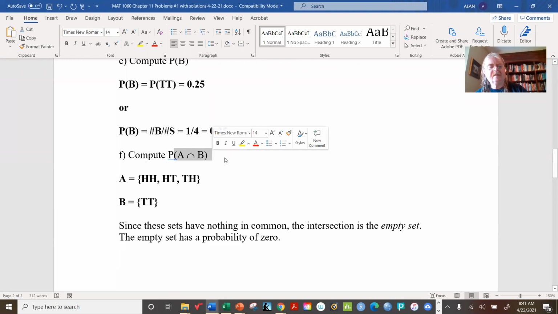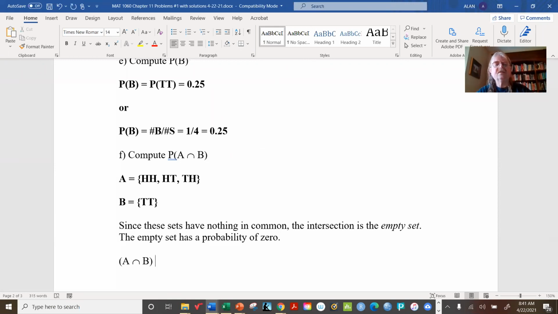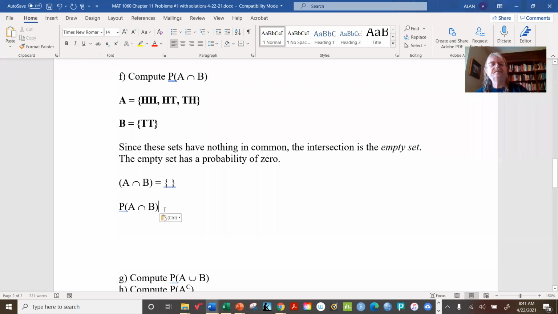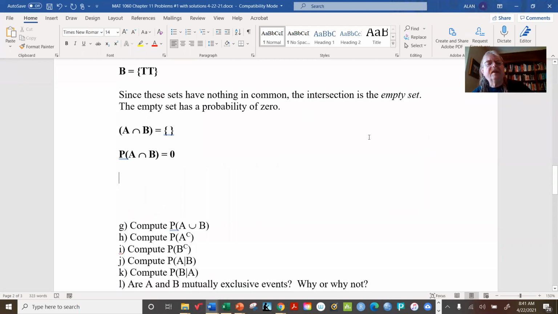A intersect B. In formal language, we say that the intersection of A and B is the empty set, which implies that that probability must be 0. Okay, so in other words, because they have nothing in common, that probability is 0. And logically, when you think about it, what we're saying here is that it's not possible to both get at least one head and no heads. Okay, so therefore that probability is 0.